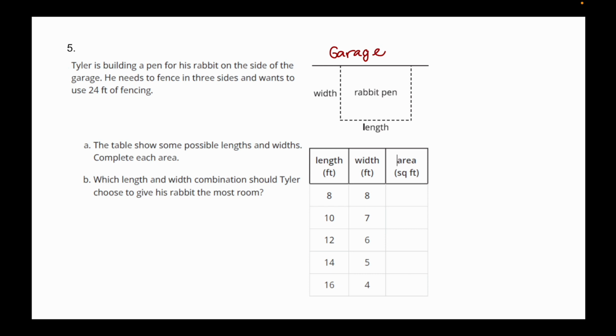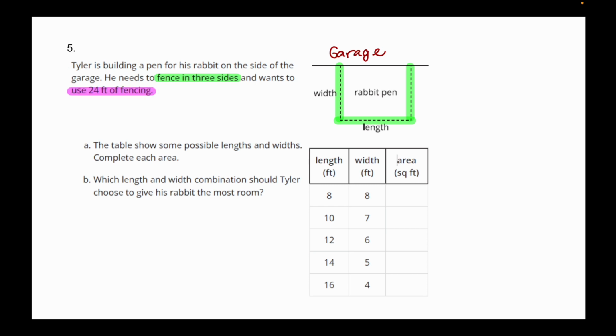So it's already got a wall there, but he needs fencing to put around it. So he needs to fence in 3 sides. So I'm going to highlight our fence here. That way you can see why we only need 3 sides for this fence. Because the rabbit can't go through a wall. So he's building a pen and he needs to fence in 3 sides and he wants to use 24 feet of fencing.